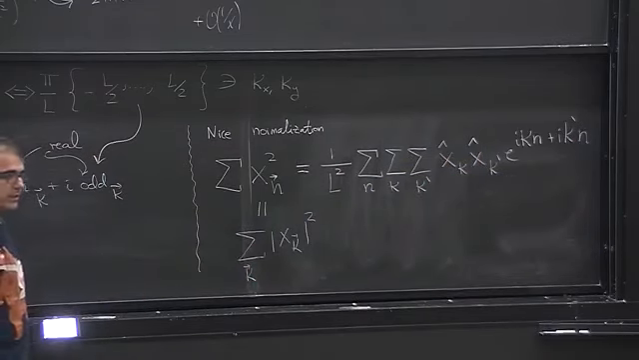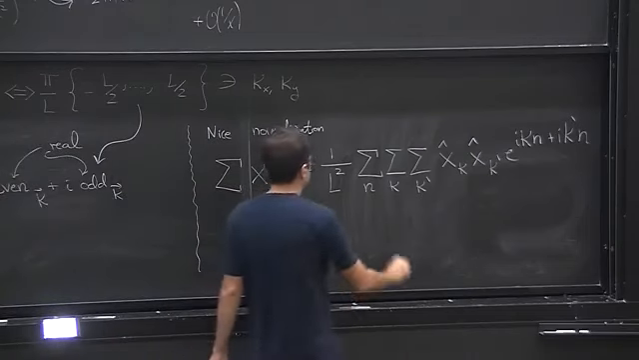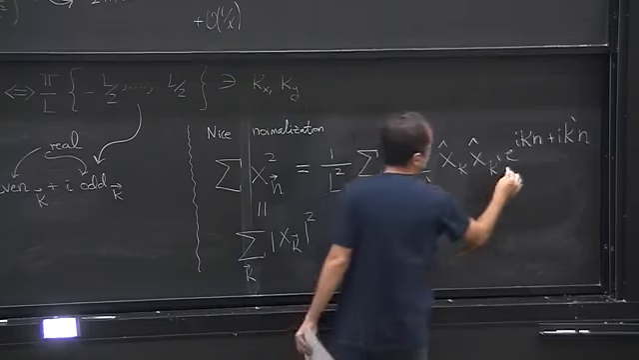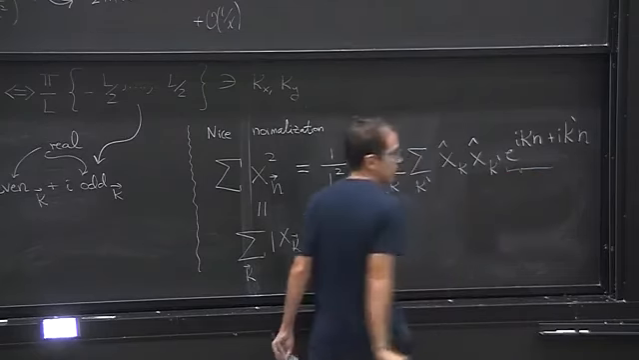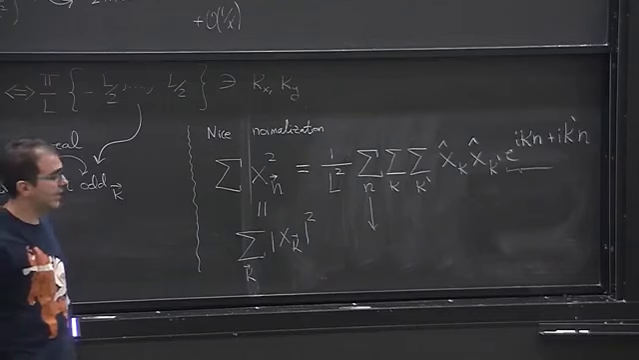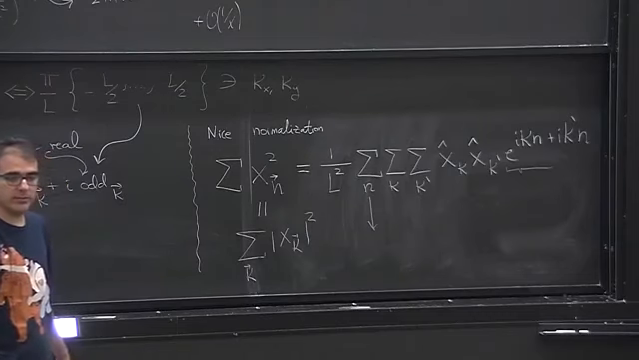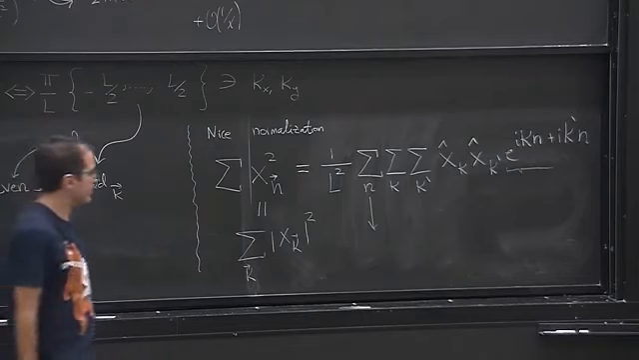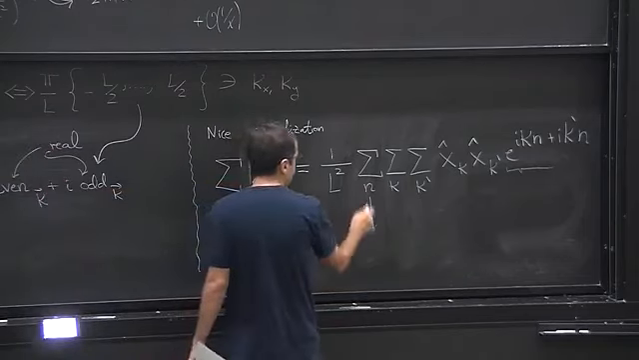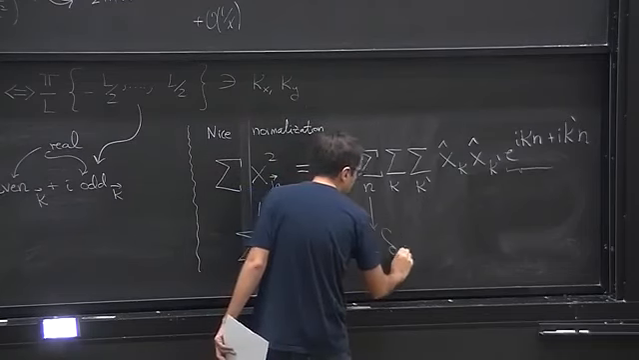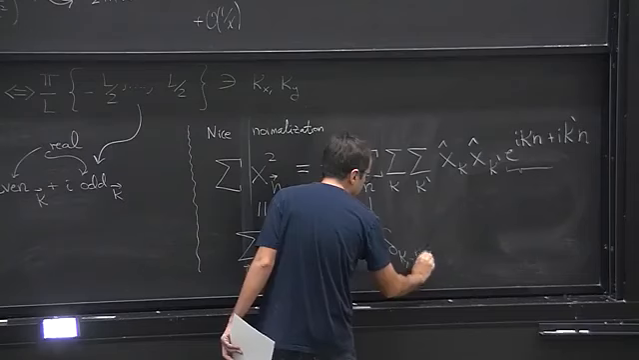Right? But you see that the sum over n just cares about this exponential. And what is this sum over n? When k is minus k prime, I'm summing 1. How many terms do I have? I have L squared. So this sum over n will give me L squared delta when k is minus k prime.